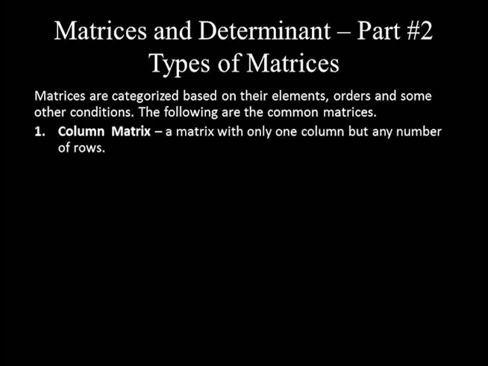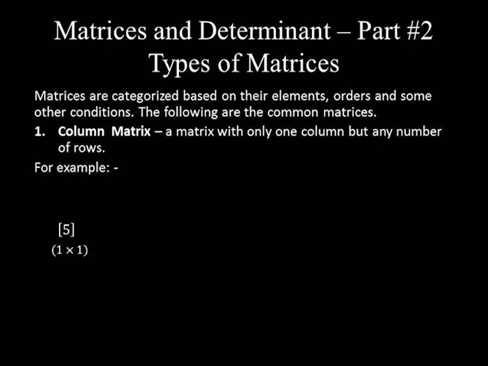The first type is a column matrix. A column matrix is a matrix with only one column but any number of rows. For example, the number 5 inside the square bracket. It's a matrix having one element, one row and one column. The order of this matrix is 1 by 1 because it has one row and one column.